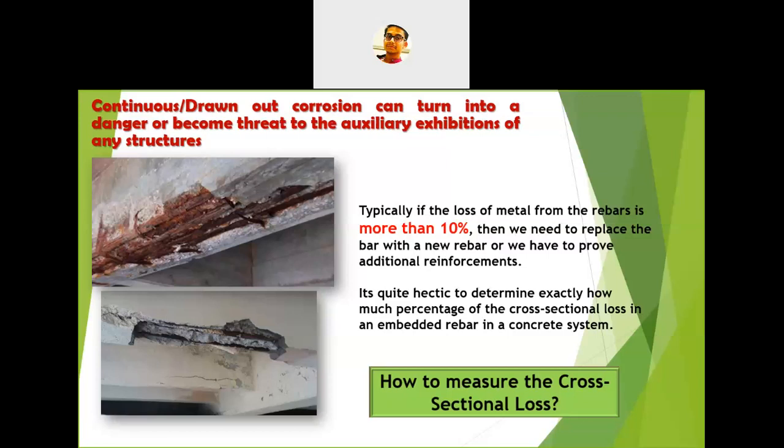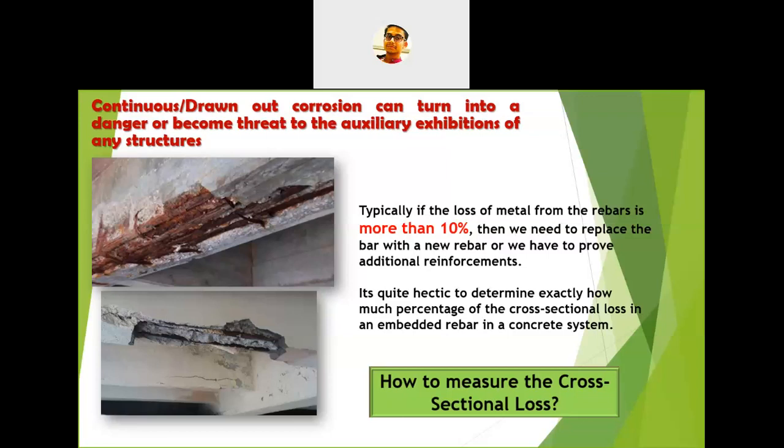If you want to find out the 10% weight loss, then you have to extract the bar. Ultimately you have to damage the bar. Without damaging the structure, or without doing any destructive test, it's quite difficult to find out the 10% loss of cross-sectional area. Even after taking a sample from the site itself, it is quite difficult to find out the 10% loss.